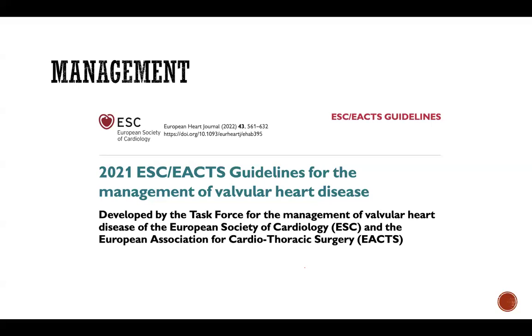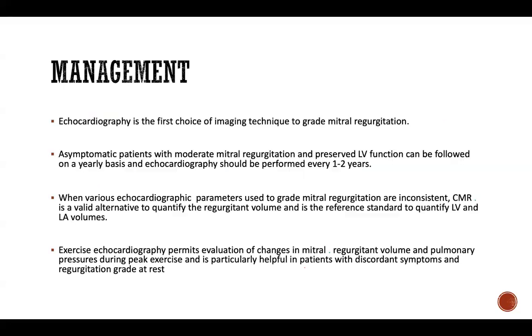We will walk through the guidelines for the management of mitral regurgitation and the indications for intervention in the European Society of Cardiology guidelines. However, it's almost similar to the American College of Cardiology as well. So echocardiography is always the first choice in grading mitral regurgitation. The asymptomatic patient with moderate mitral regurgitation and preserved LV size and function can be followed on a yearly basis, and echo should be performed every 1 to 2 years.